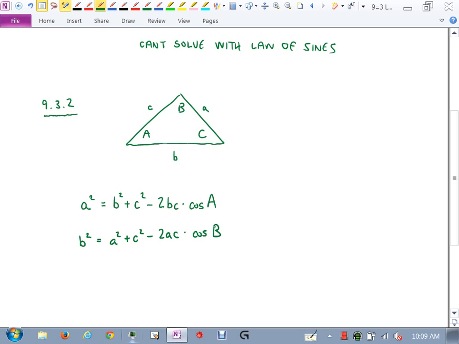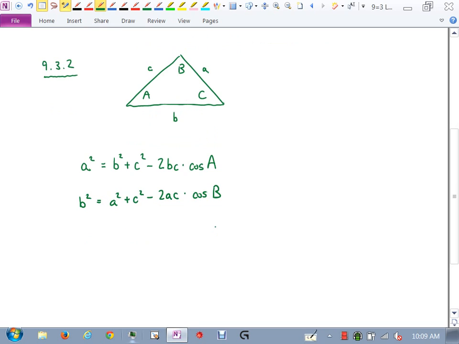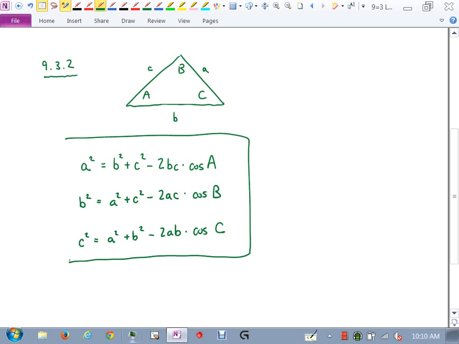So if I know little a and little c, and I know capital B, then I can find little b. And the last one is c squared equals a squared plus b squared minus 2ab times cosine C. So there are your three equivalent forms of law of cosines.